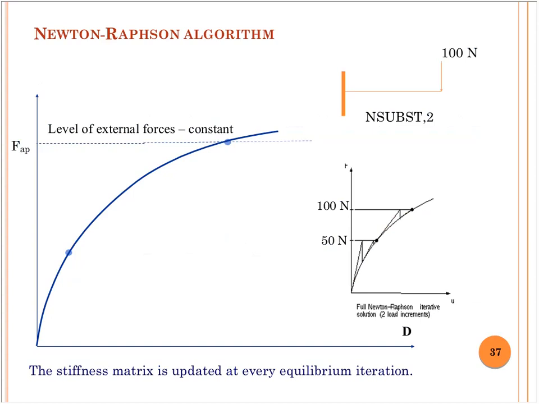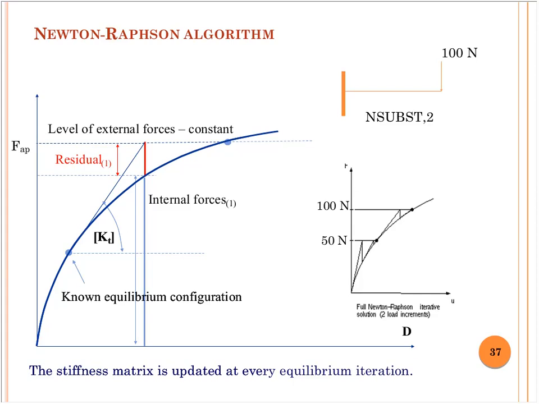Here is a typical example. Say I want to apply a 100 Newton load here. I want to solve the nonlinear response of the structure. Let us assume this is solved using two substeps. The first substep, it will apply a 50 Newton load, and second substep, it will apply a 100 Newton load. Between every substep, it is going to do a number of iterations until it converges. Here is how it goes. First, it will use the initial stiffness matrix and calculate what is the displacement. For this particular displacement, it calculates what is the internal force that exists in the structure. So, for example, at this particular point, this much is the internal force and this much is my applied force, here is the residual, which means that this is the unbalance, so the structure is not in equilibrium.